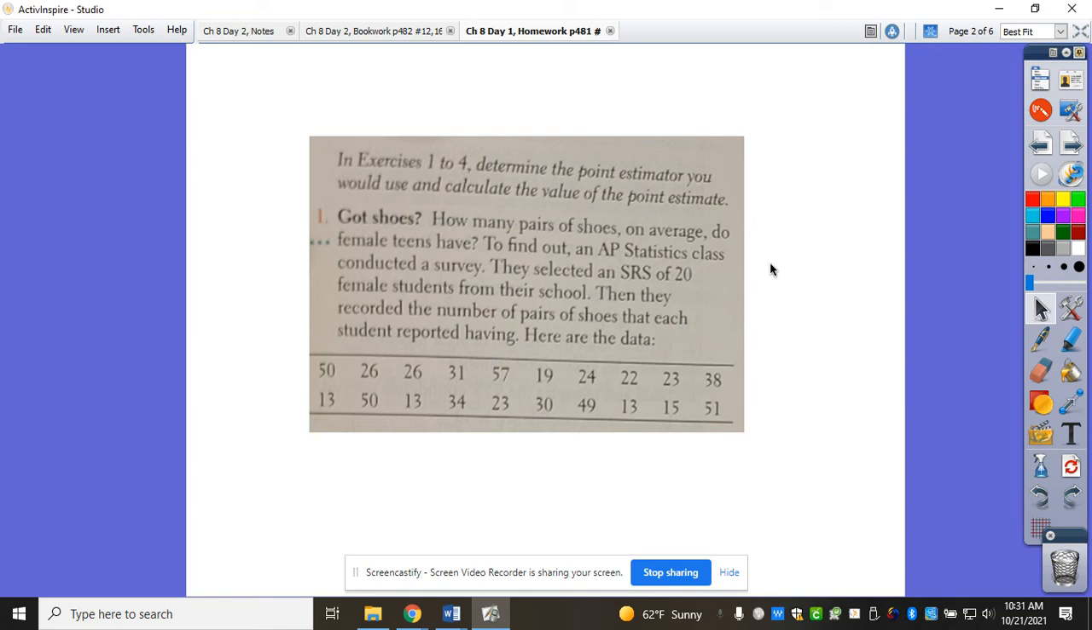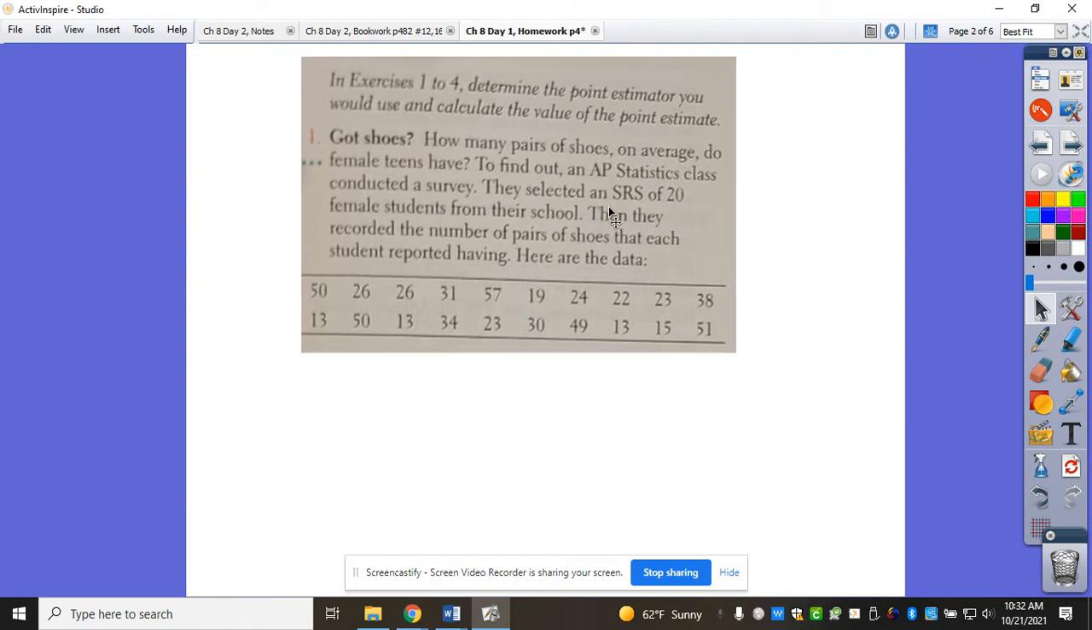For the first one, you actually have to do some math, which is probably the problem that took you the longest. It wants to know the point estimator that you would use and the value of it. So basically symbol equals number.